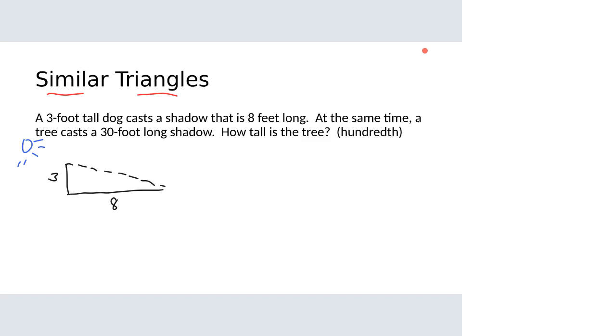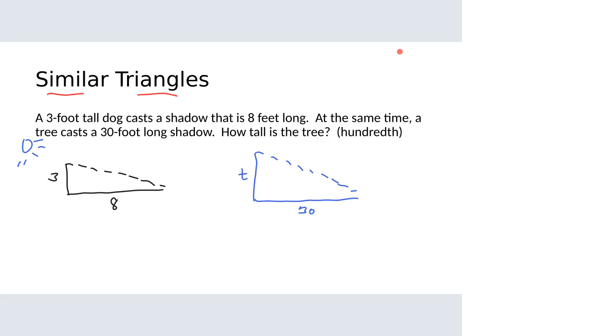A tree casts a 30-foot long shadow. So I have a tree over here, and it casts a 30-foot long shadow. And again, that's how we get the similar triangle. And what I don't know is the height of the tree. So I didn't necessarily have to draw a picture here, but boy, do I find it really helpful. Just take a couple of minutes and sketch it out. And now, okay, I see how I have similar triangles.